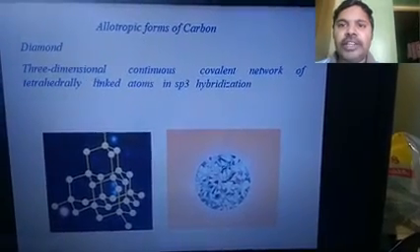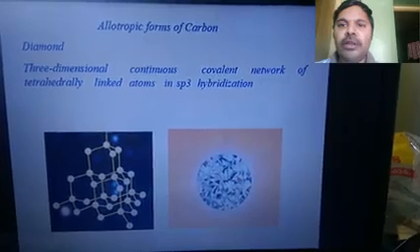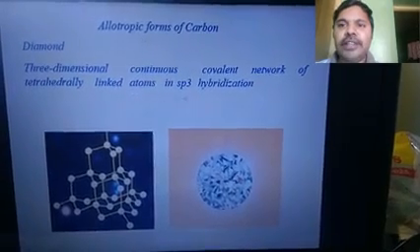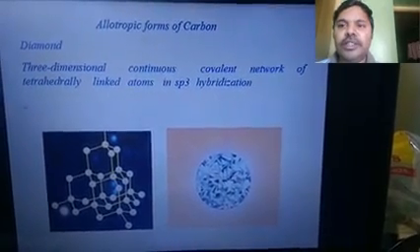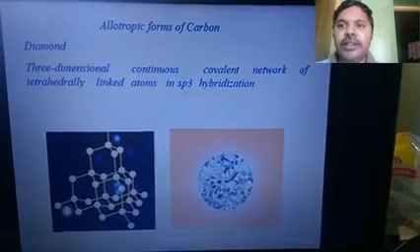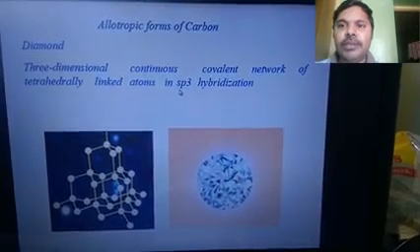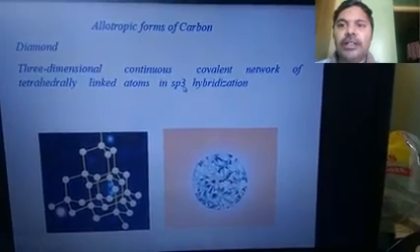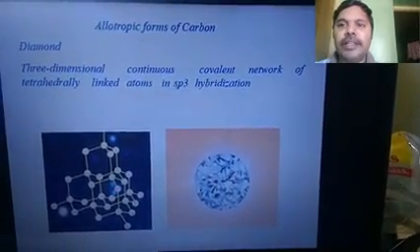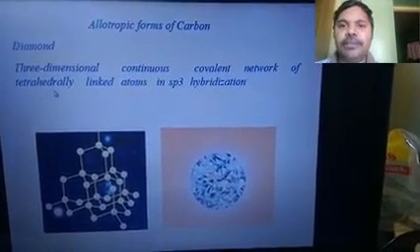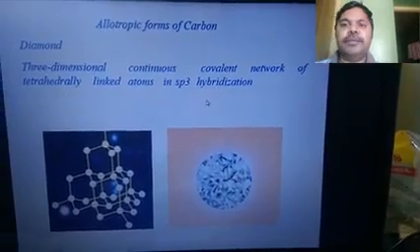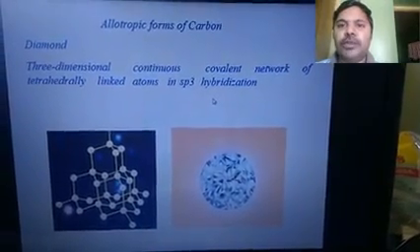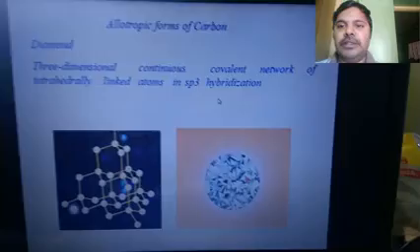So here, a three-dimensional continuous covalent network of tetrahedral linked atoms in sp3 hybridization. This tetrahedral shape is formed by sp3 hybridization. So what is sp3 hybridization? One 2s orbital and three 2p orbitals mixed to form a tetrahedral shape, that is called sp3 hybridization. Okay, hope you understand what is meant by diamond and what is sp3 hybridization.